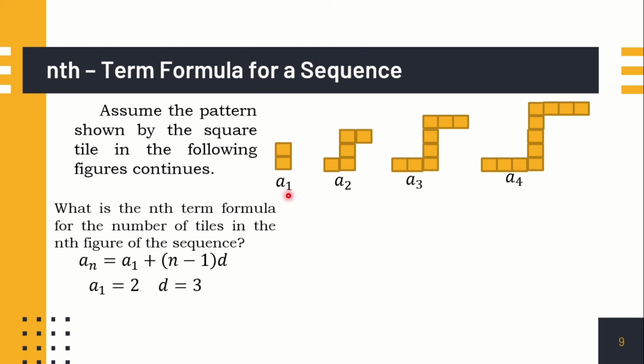So, kung ang first term mo ay 2 and this is 5, 5 minus 2, 3. Ito ay 8. So, 8 minus 5, 3 din. So, ito ay 11. 11 minus 8, that is 3. So, therefore, ang common difference dito ay 3.